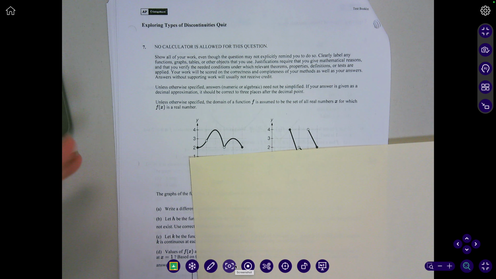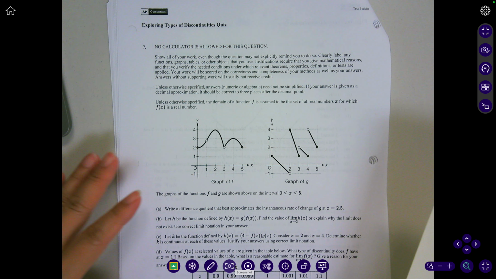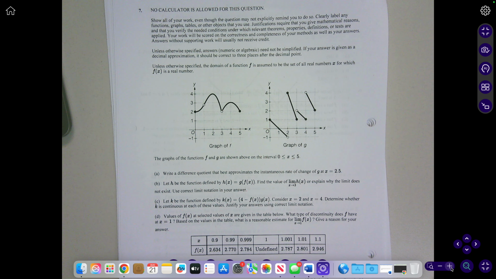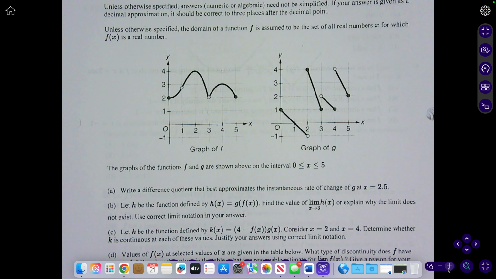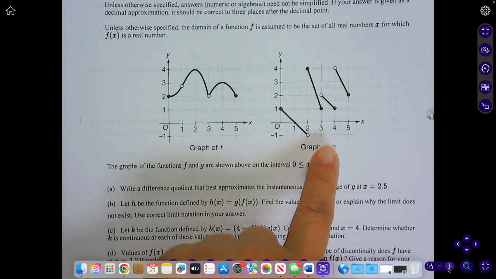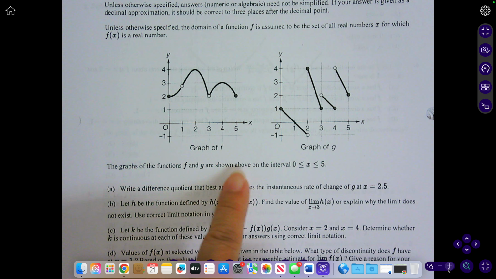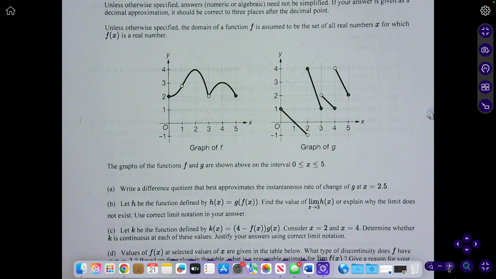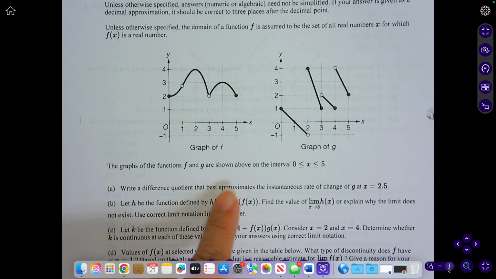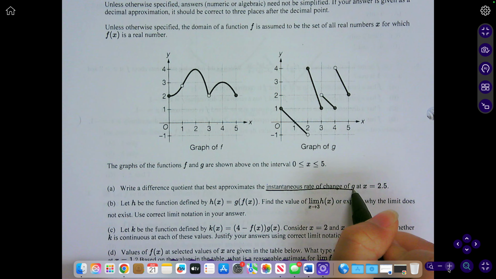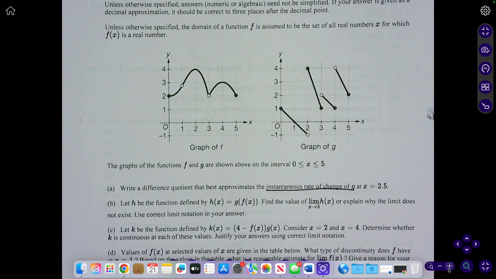This is going to be the first free response that you see if you really haven't taken the pre-calc class, right? But if you did, then you're going to see plenty of these. You have two functions, function f and function g. It says, for the graph of function f and g shown from 0 to 5, what is a difference quotient that best approximates the instantaneous rate of change of g at x equal to 2.5.